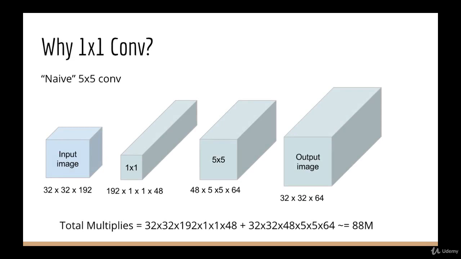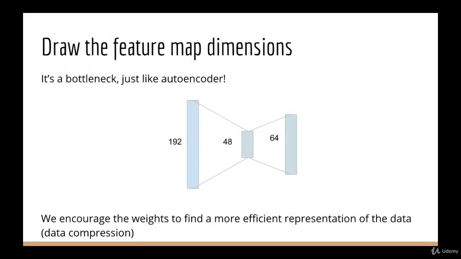But what happens if we insert a 1x1 convolution before the 5x5 convolution with 48 feature maps? Then the total number of multiplies we have to do is about 88 million. If we draw a picture of just the feature map dimensions, we can see that we go through a bottleneck. You first learned about this in the context of autoencoders, so you already know why this concept is useful. The idea is, by forcing the data to fit through a smaller space, we encourage the neural network to find a more efficient feature representation. This is a form of data compression.